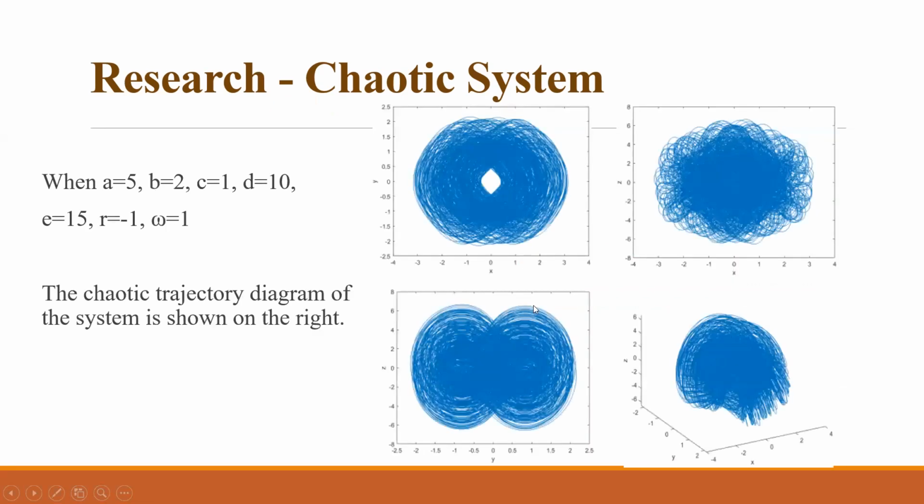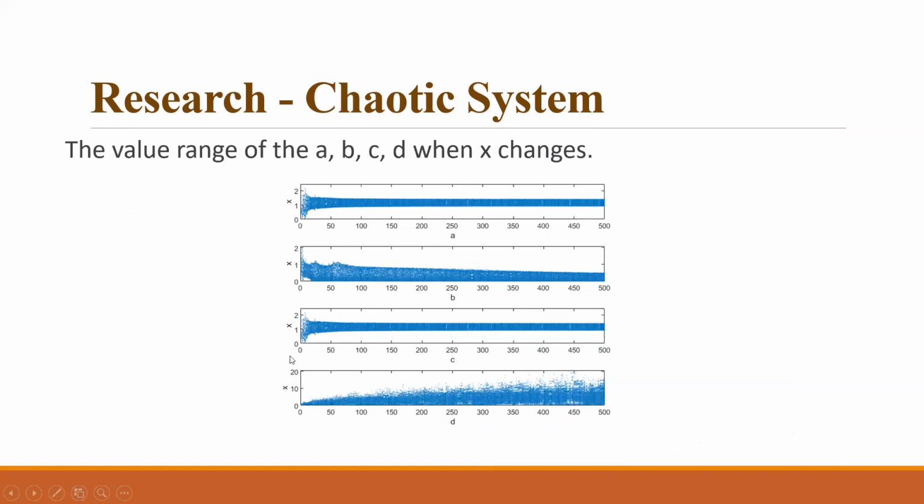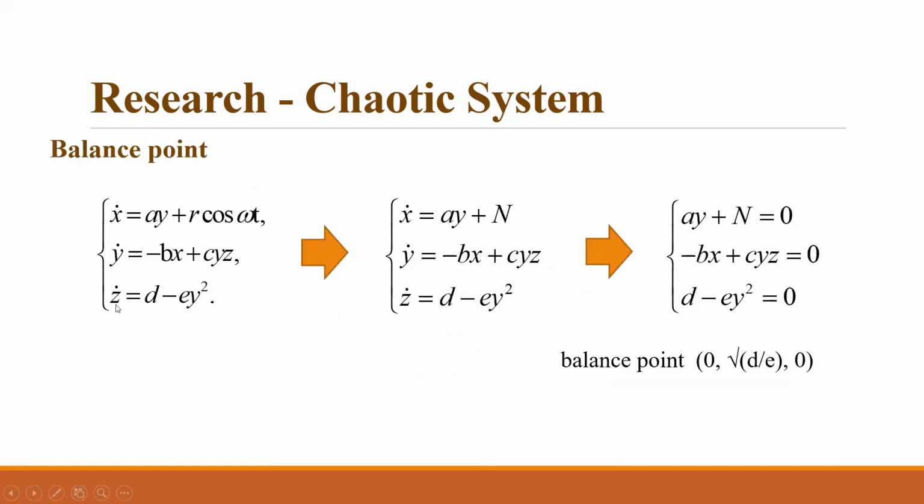The following picture shows the chaotic trajectory of the system starting from (1, 1, 1). It can be seen from the figure that the trajectory of the system doesn't exhibit regular motion, so the system is chaotic. The following is the value range of A, B, C, D when X changes. It can be seen that the parameters have a large range. The balance point will affect the stability of the system.